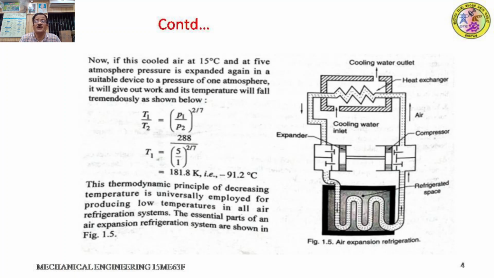And you might have noticed here, expander and compressor are connected by a common shaft. The intention is that during expansion the work output is there, and for compression work input is required. Therefore they both have a common shaft with each other. In that way we can accomplish work output as well as work input.